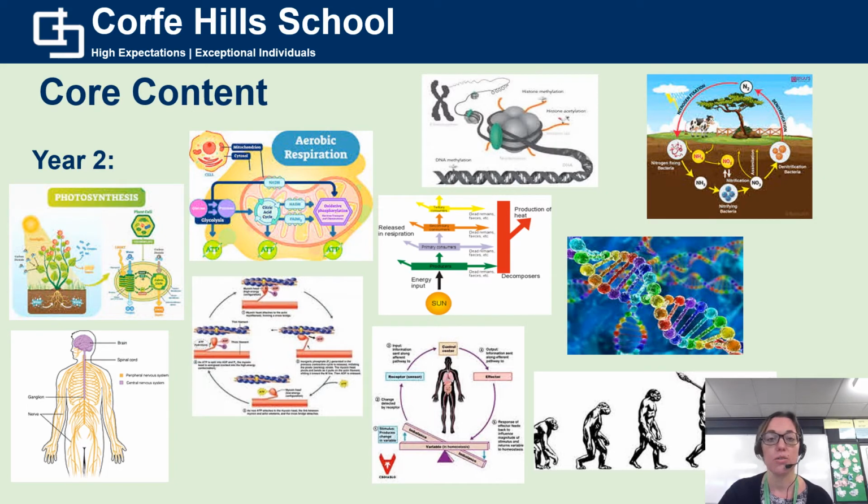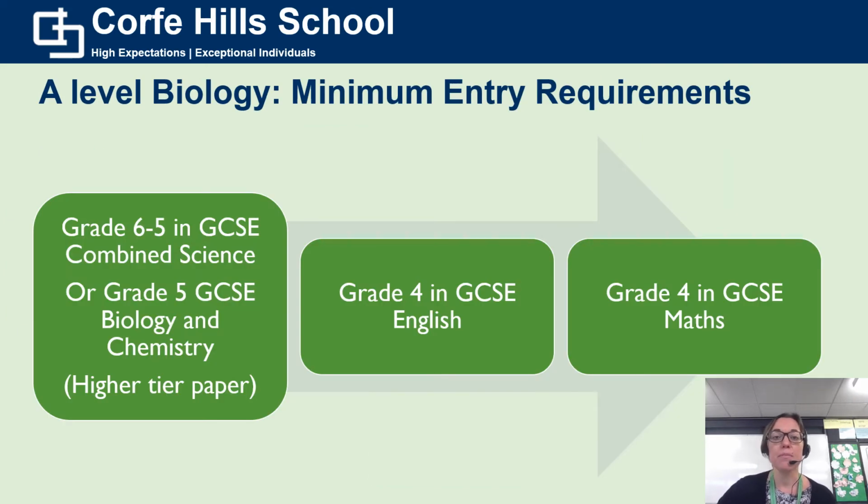will be brand new. The minimum entry requirements for A-Level Biology at Corfe Hills are a grade 6/5 in GCSE Combined Science or a grade 5 in Biology and Chemistry if the student is a triple science student or separate sciences. That would have to be on the higher tier paper. Now, I do stress that's a minimum entry requirement because, of course, the higher grading that the student achieves in their GCSE, the easier they're going to find the transition to A-level.